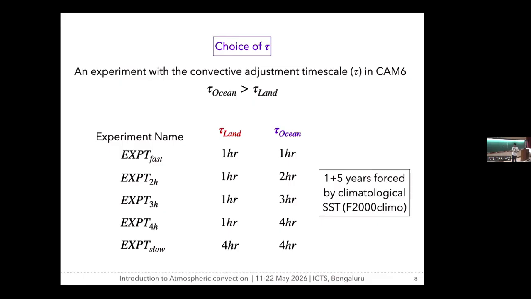So these are the tau values that we kept for land. As you can see, we just didn't experiment much with the tau values over land. And over ocean, we just increased them by 1 hour, by 1 hour, and we just did both 4 hours, which we called experiment slow. And experiment fast is essentially control. We just named it experiment fast so that the comparison is more meaningful in terms of naming.